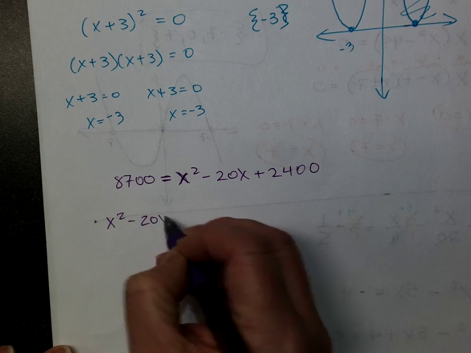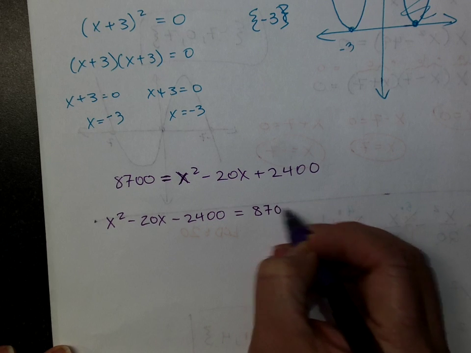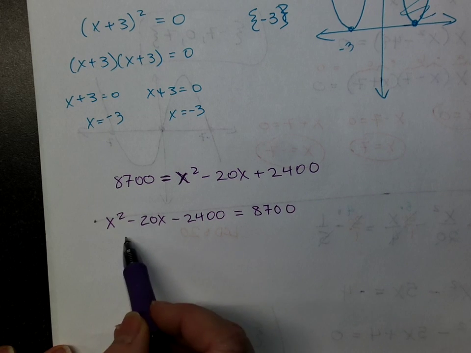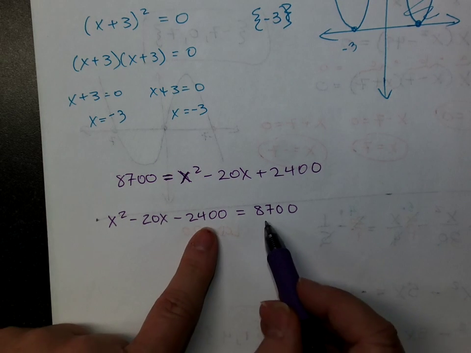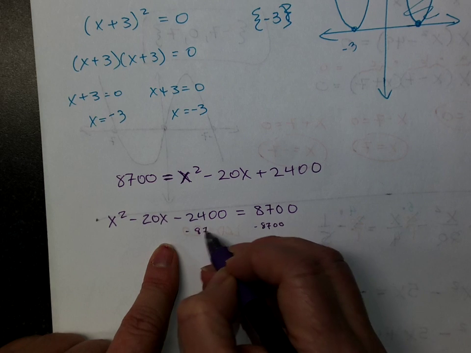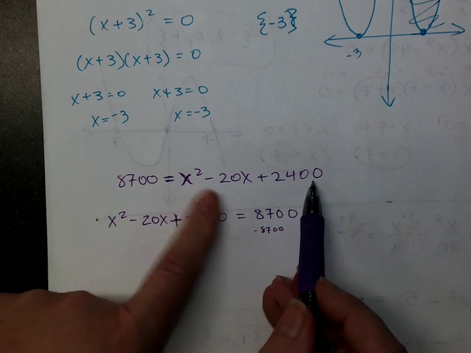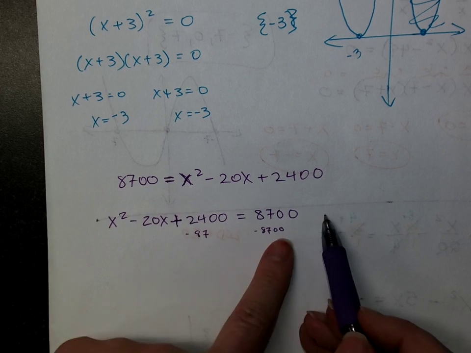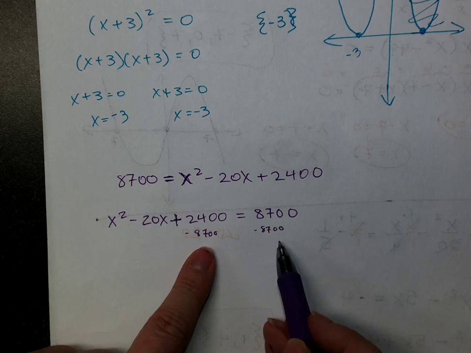I'm not using my addition rule. I'm not changing any signs. I just flipped it over because my eye prefers to see my function on the left. Okay, and now I've got to do minus 8,700 on both sides. Oh, this was a plus, sorry. Yeah, plus. So I didn't change any signs. I just wrote this on the left and this on the right, just because my eye likes to look at it better that way. And now I do minus 8,700 on both sides.